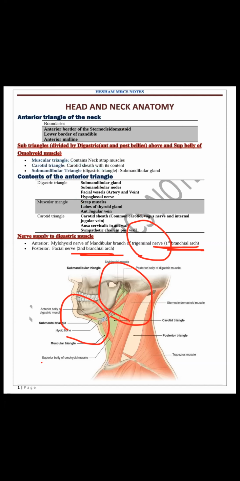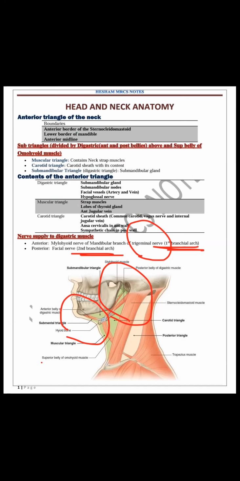Branch from this mandibular, because mandibular is the only motor, because ophthalmic and maxillary are both sensory. So mandibular, which is the only motor from the trigeminal, is giving a nerve called nerve to mylohyoid muscle. This nerve also is supplying the anterior belly of digastric.